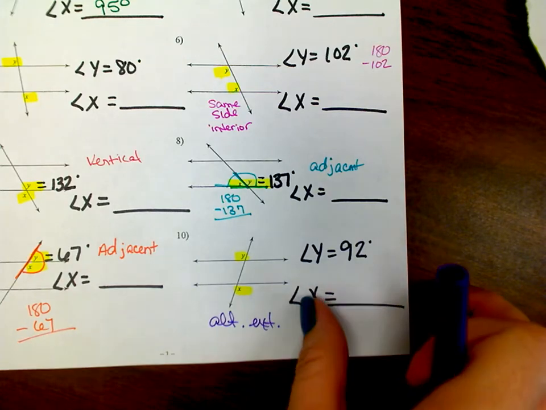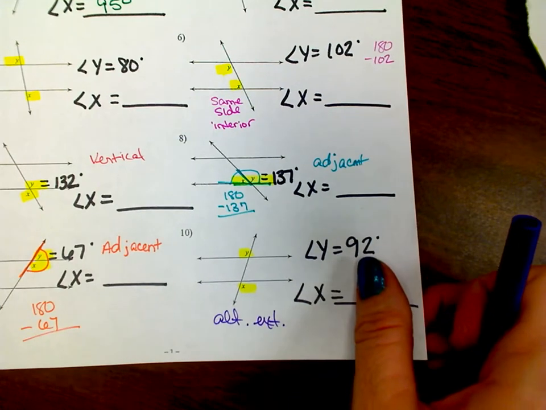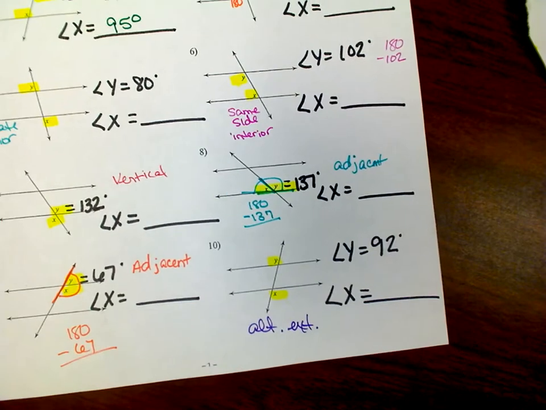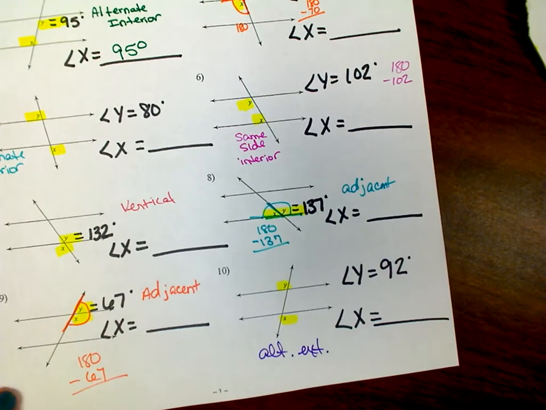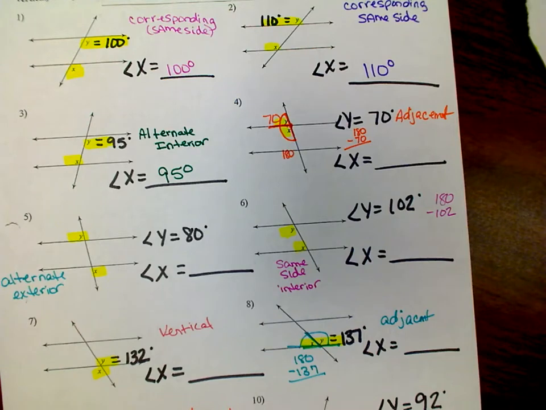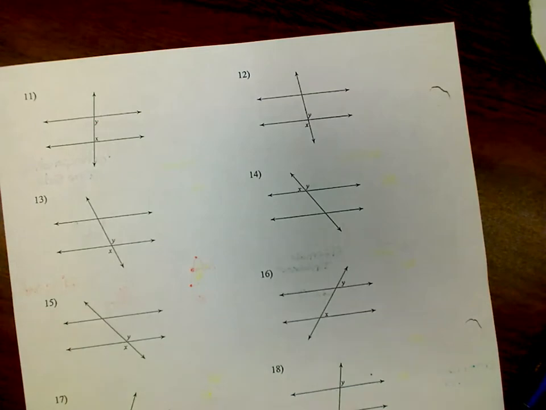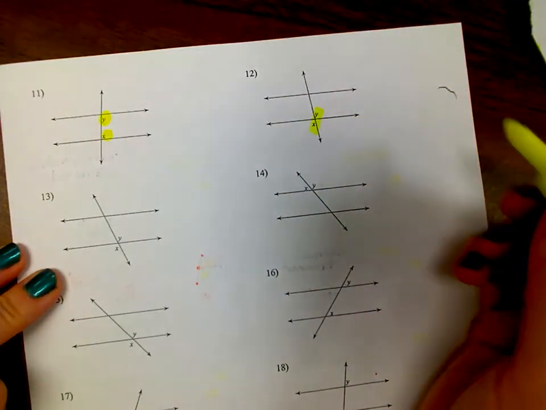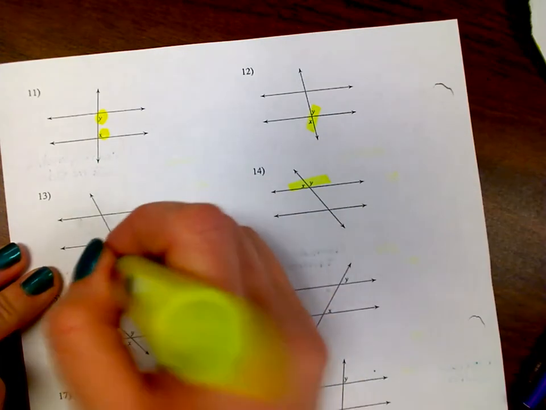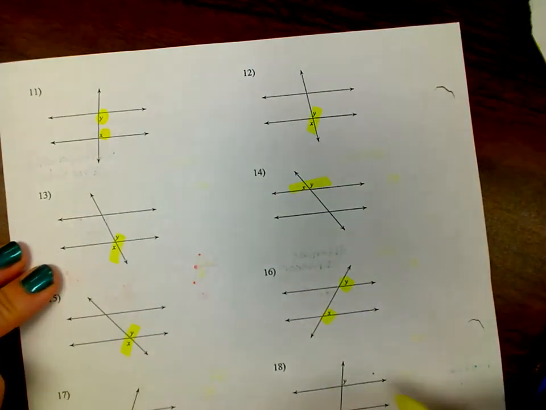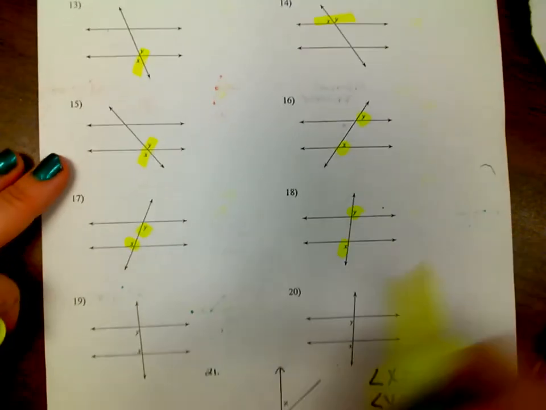I just now realized there is a back side. So hopefully the review on the front will help you with the back. And my suggestion is to highlight all of your angles. And that will get you a good start. Make sure you know if they are interior, exterior, same side. It just helps for me to highlight everything.